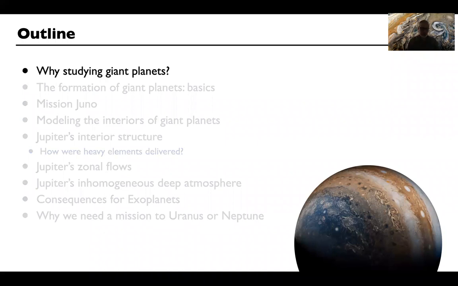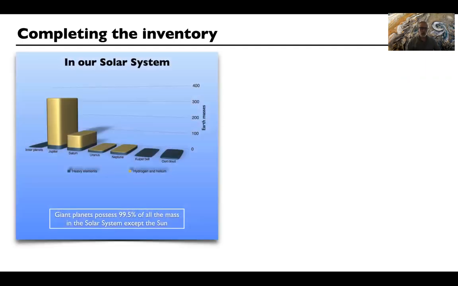So let's get moving. Why do we study giant planets? Well, we study giant planets firstly, I think, because we need to complete the inventory of what's in our solar system. They contain a lot of mass. Jupiter is 300 Earth masses, Saturn is 100. So all in all, giant planets possess 99.5% of all the mass in the solar system except the Sun. And their composition is very uncertain.